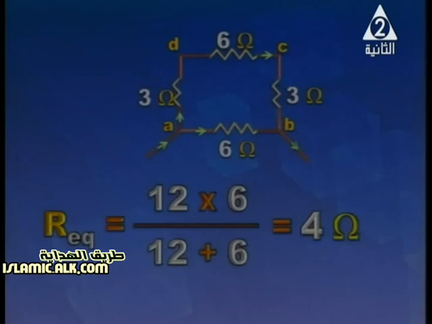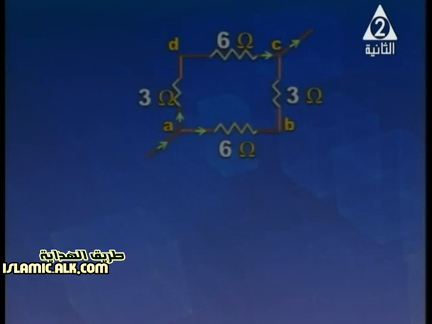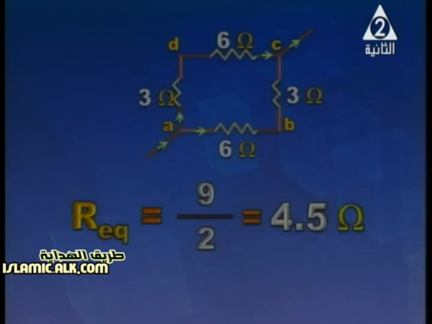This is if the supply is connected across AB. What if it is connected across AC? This way we've got two equal resistors, each of 9 ohm, connected in parallel. So R equivalent equals 9 over 2, it is 4.5 ohm.